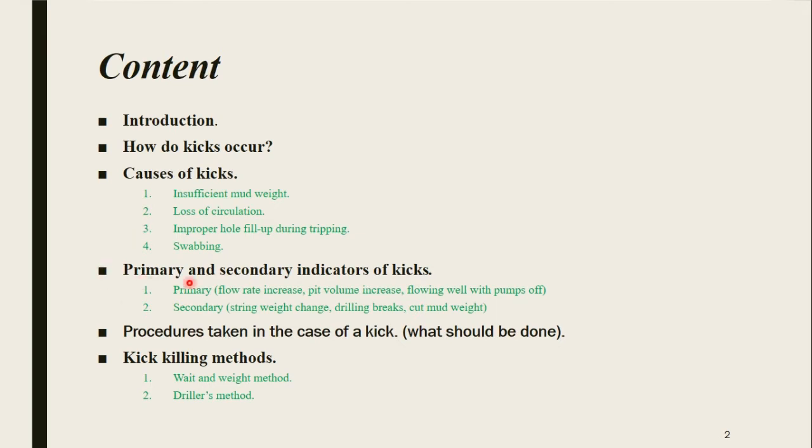Then we'll talk about primary and secondary indicators of kicks. These are some observations in which a kick is happening. Then we'll talk about procedures taken in case of a kick, in other words, what should be done in case of a kick. Then finally we'll talk about two methods in which we can stop or kill a kick, which are the wait and weight method and the driller's method.